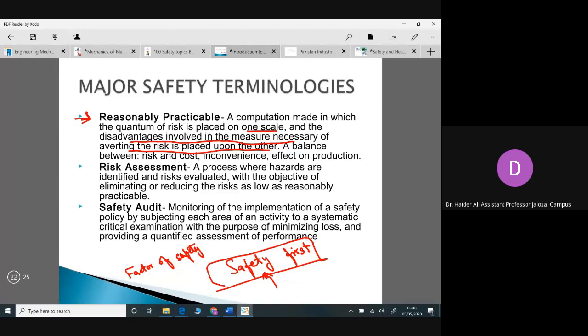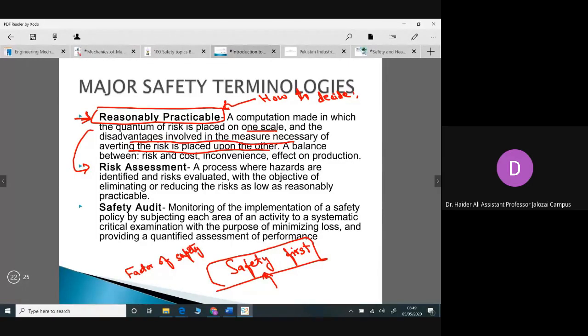Now, how would you decide whether a job is reasonably practicable or not? You decide based on the level of the risk and the costs associated with that. So how do you determine the level of the risk? The level of the risk is determined by risk assessment.